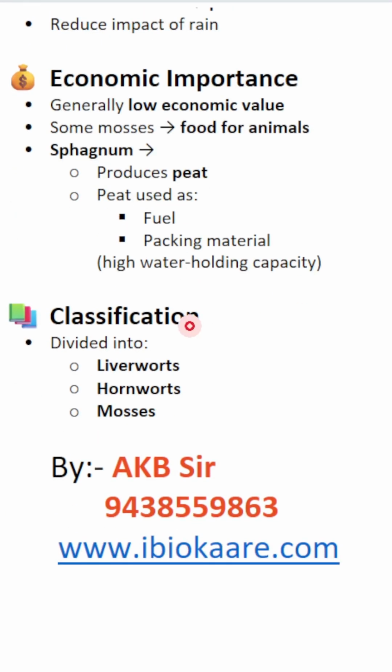And let's move to the classification. It is divided into liverworts, the primitive bryophytes; hornworts, where the seta is absent and the sporophyte is a horn-like structure; and mosses, the advanced bryophyte, as we have discussed. So this is all about the general character of bryophytes.